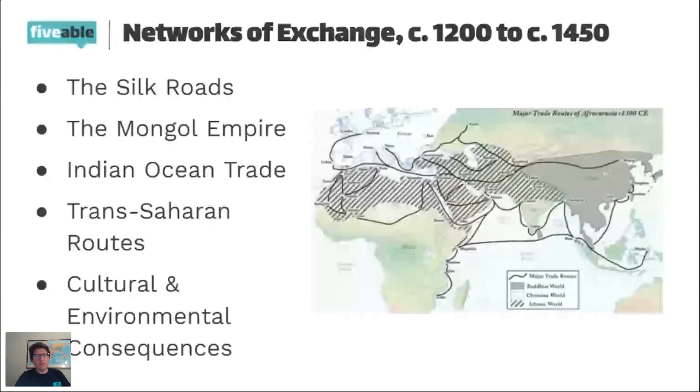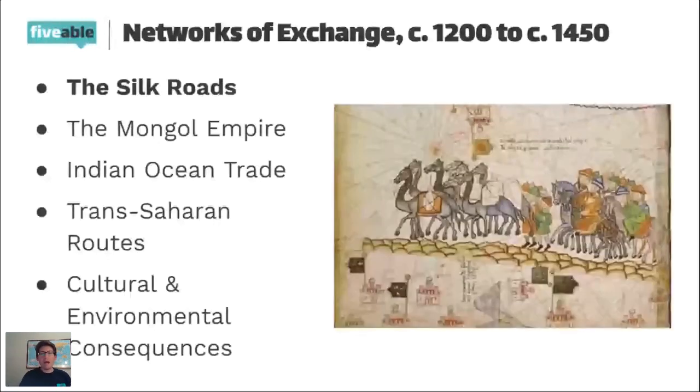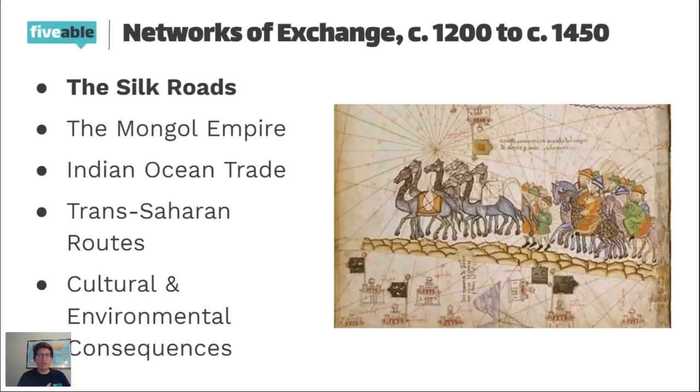All right, Unit 2, networks of exchange, trade from 1200 to 1450. First thing with trade that you need to think about, you have to know your trade routes in this time period, particularly Silk Roads, Trans-Saharan Trade, Indian Ocean routes. Those are the most significant. And then also understand the Mongol impact on trade. That's what we're looking for. So the first one we're going to talk about are the Silk Roads.